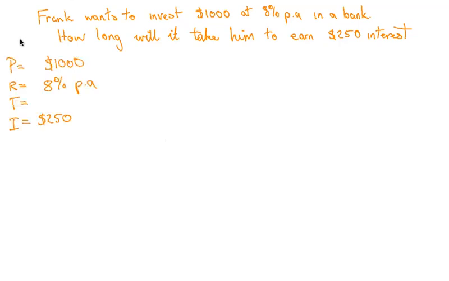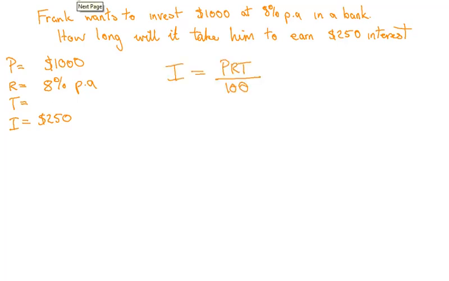So the principal is $1,000. That's what he starts with. The rate is 8% per annum, per year. Time, we don't know. And the interest is $250. So time is the thing we want to calculate. It is the unknown, which means now we're just doing algebra. We've stated our variables, we've stated the values of those variables, and t is the unknown.